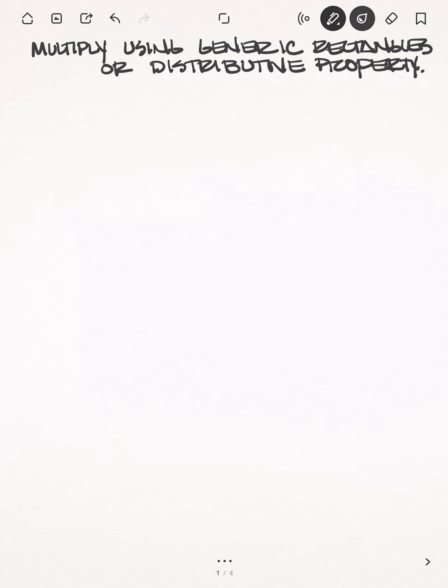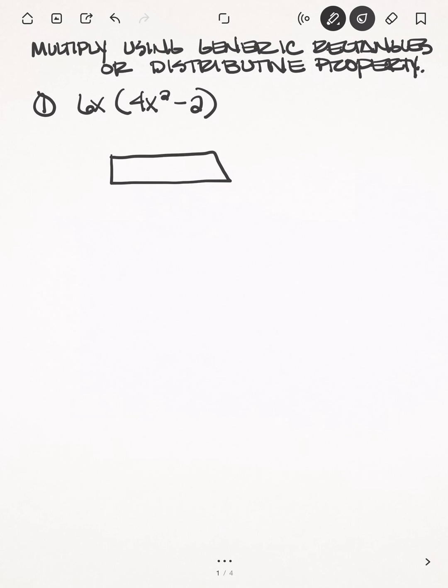First problem. If you have a monomial 6x and you're going to multiply by a binomial 4x squared minus 2, well, if I do this with a generic rectangle, I have a monomial times a binomial. So I'm going to use a rectangle that is 1 high and 2 wide. I put my 6x here, and I put my 4x squared here, and my minus 2 right here.